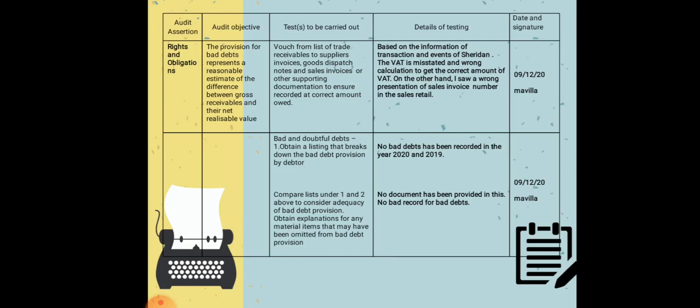Bad and doubtful debts. 1. Obtain a listing that breaks down the bad debts provision by debtor. No bad debts had been recorded in the year 2019 and 2020.